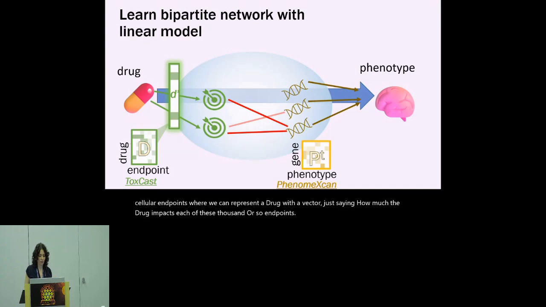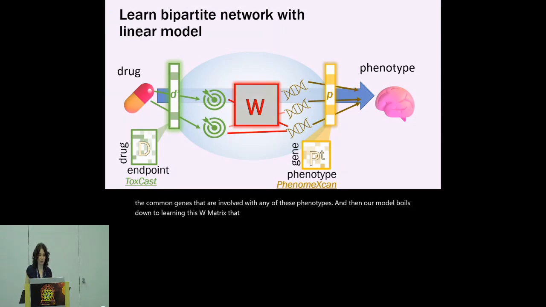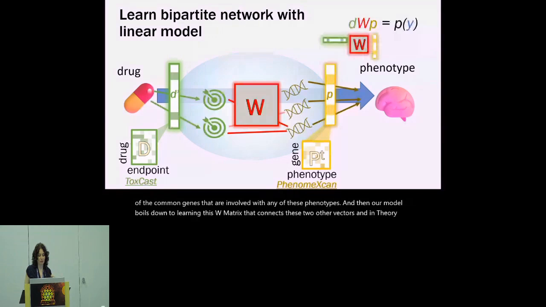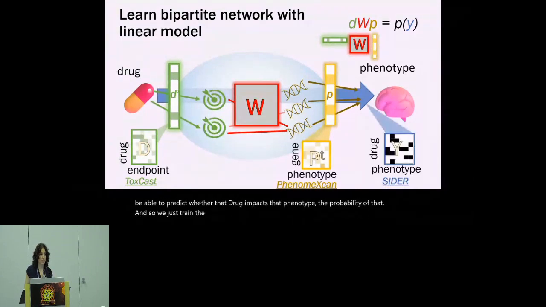And similarly, for a phenotype, we can use gene-based GWAS results to again formulate a vector saying, does the drug impact each one of these genes? So like maybe all of the common genes that are involved with any of these phenotypes. And then our model boils down to learning this W matrix that connects these two other vectors. And in theory, we can multiply these three entities together, d, W times P. And if we learn the right W, we should be able to predict whether that drug impacts that phenotype, the probability of that. And so we just train the W to predict data on drug indications that's stored in CIDR.